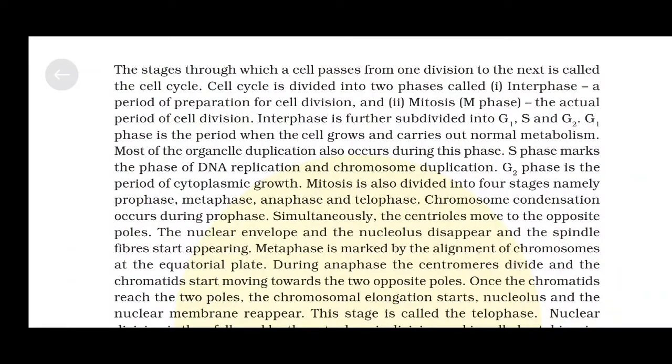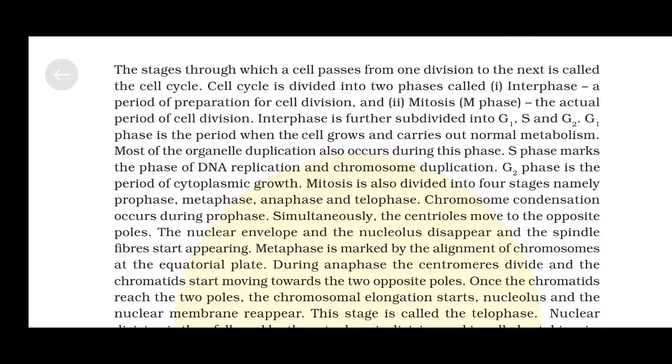Mitosis is also divided into four stages, namely prophase, metaphase, anaphase, and telophase. Chromosome condensation occurs during prophase. Simultaneously, the centrioles move to the opposite poles. The nuclear envelope and the nucleolus disappear and the spindle fibers start appearing. Metaphase is marked by alignment of chromosomes at the equatorial plate.